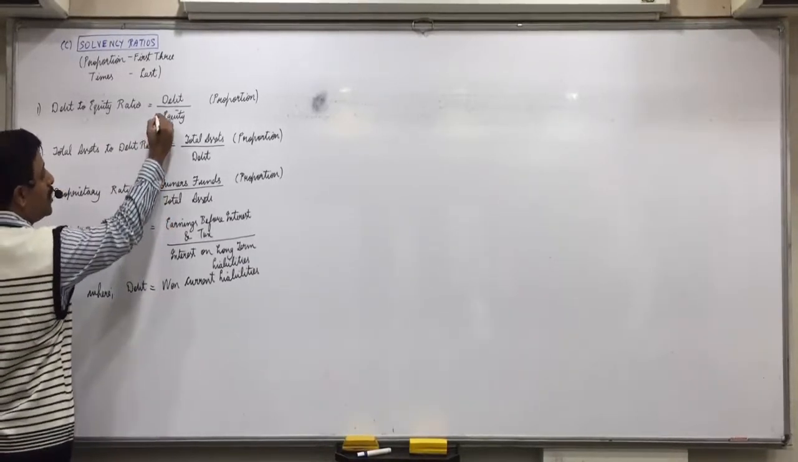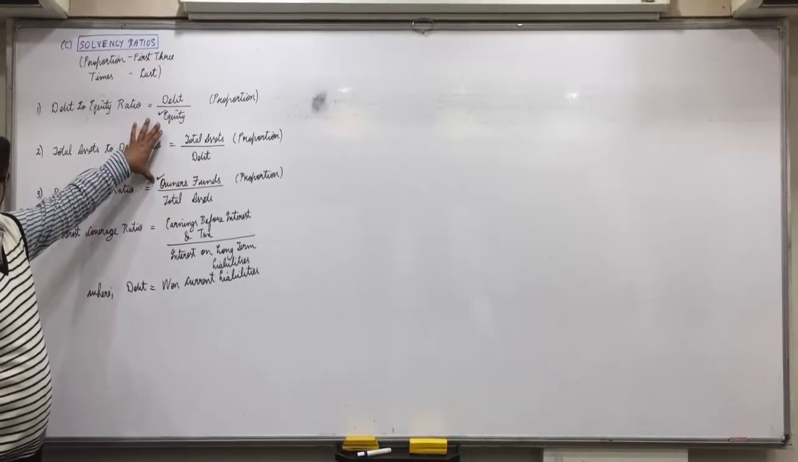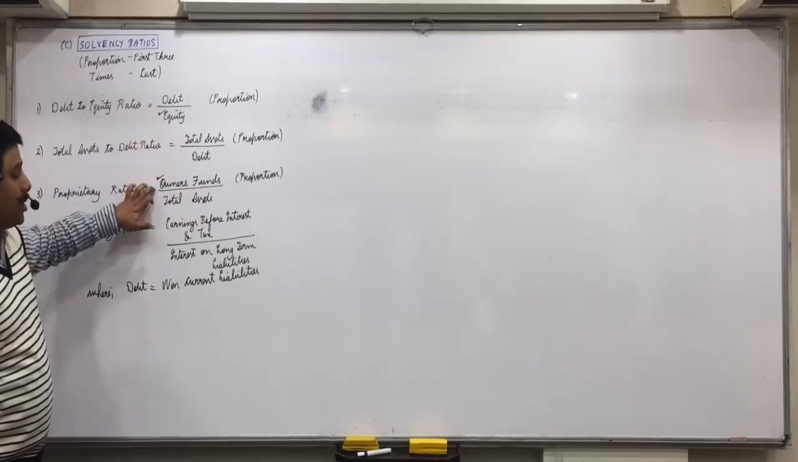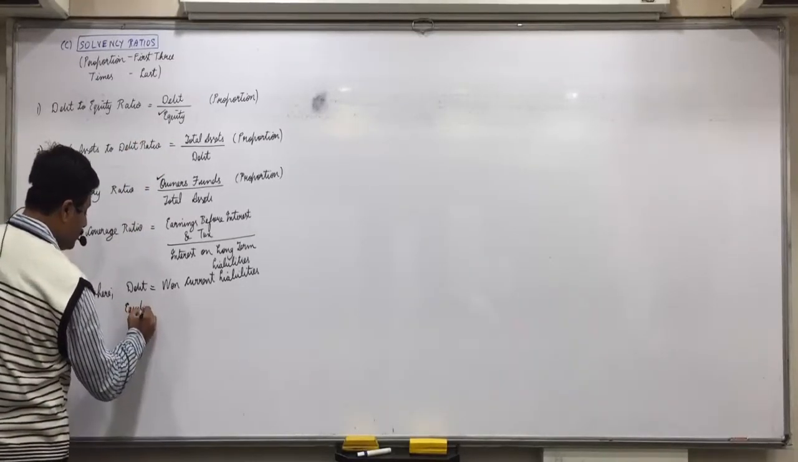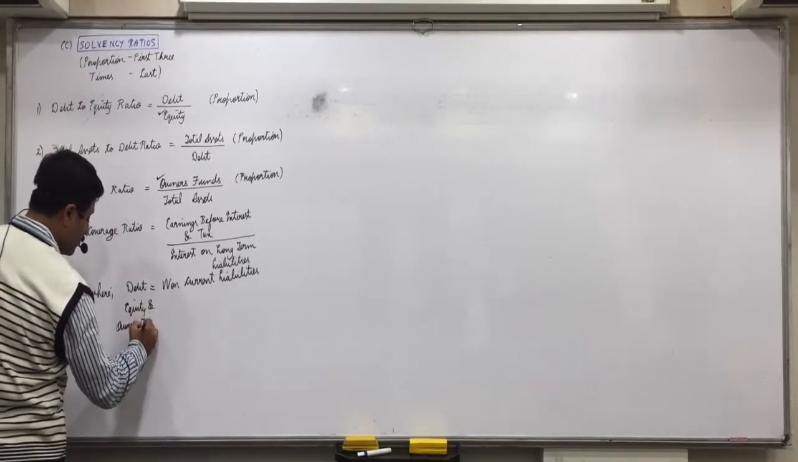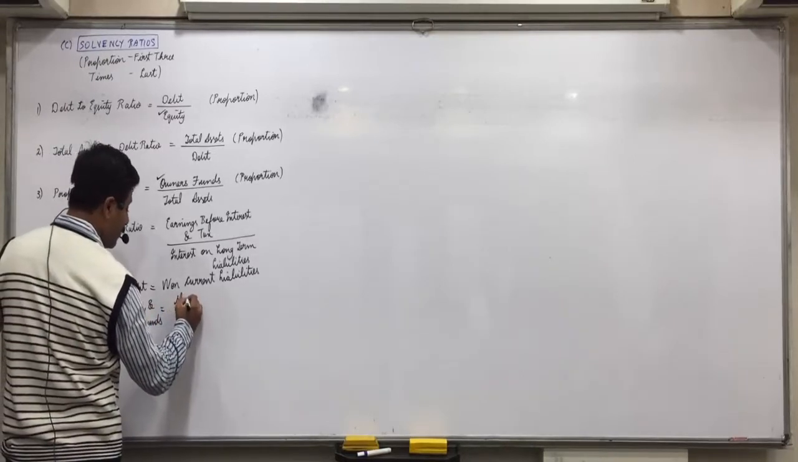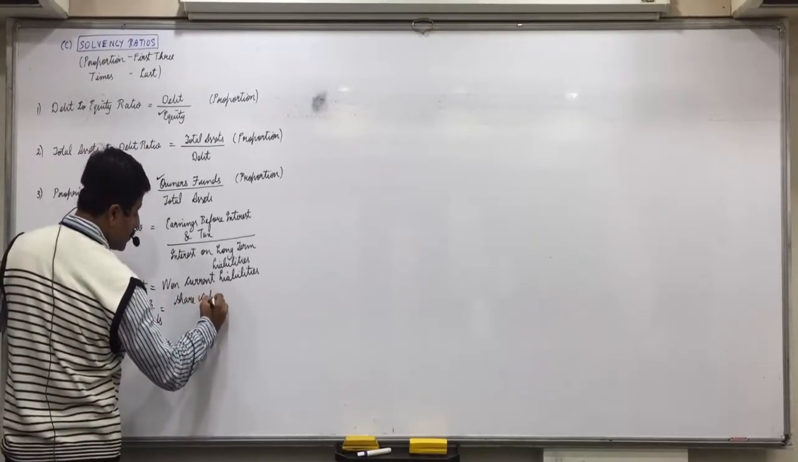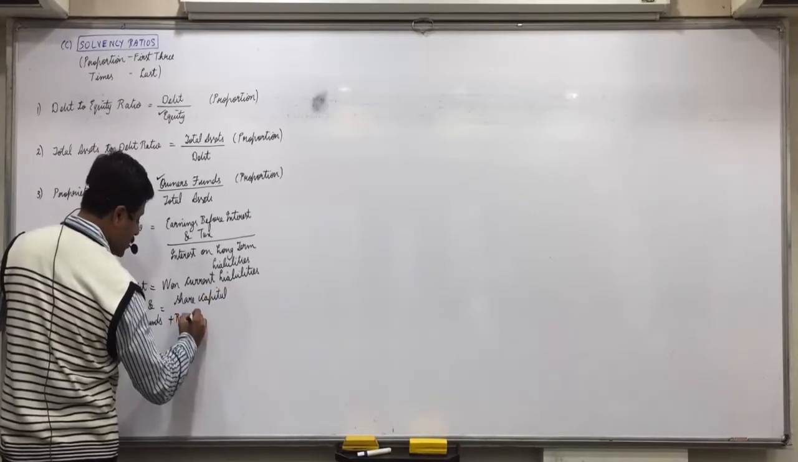Equity and owners funds both are same, and they are shareholders funds. Okay, equity and owners funds both are same. So equity and owners funds is equal to share capital plus reserves and surplus.